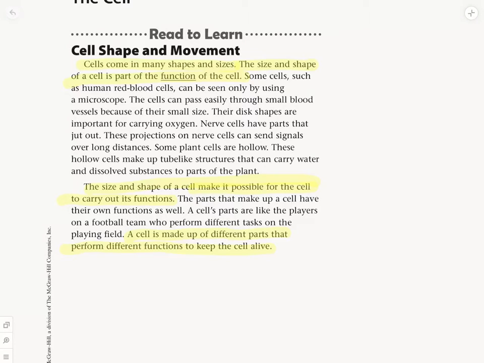The parts that make up a cell have their own functions as well. A cell's parts are like the players on a football team who perform different tasks on the playing field. A cell is made up of different parts that perform different functions to help the cell live.